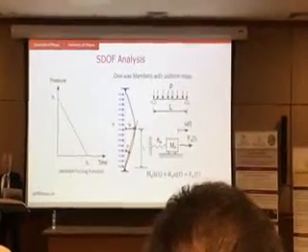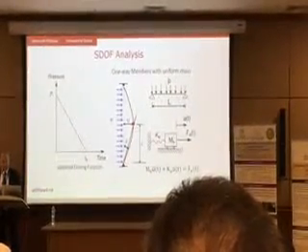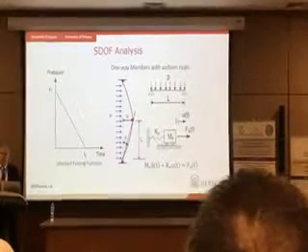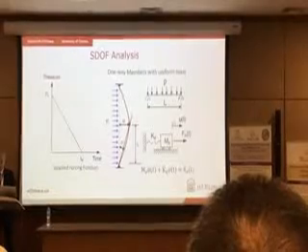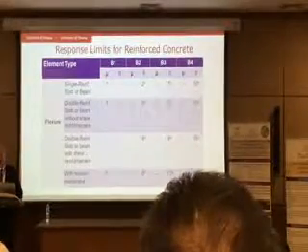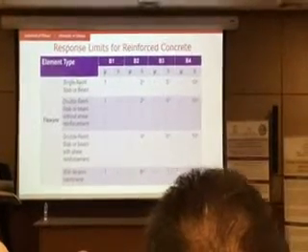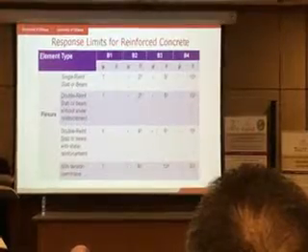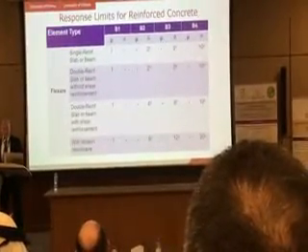And here's another example of a simply supported element. Basically, it's the same, but you do single degree of freedom analysis and get displacements and forces for design. These are response limits, and I'm going to show you two tables, but there are other tables for steel, timber, masonry. These are for reinforced concrete.